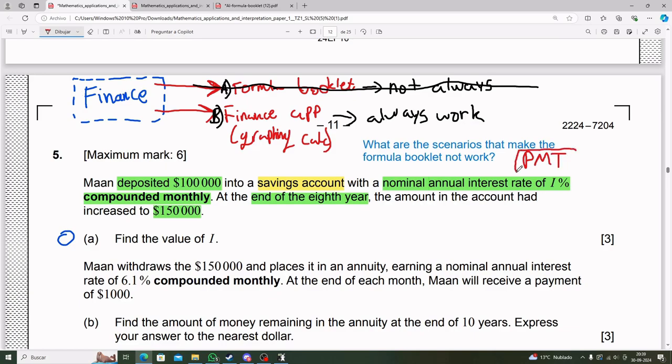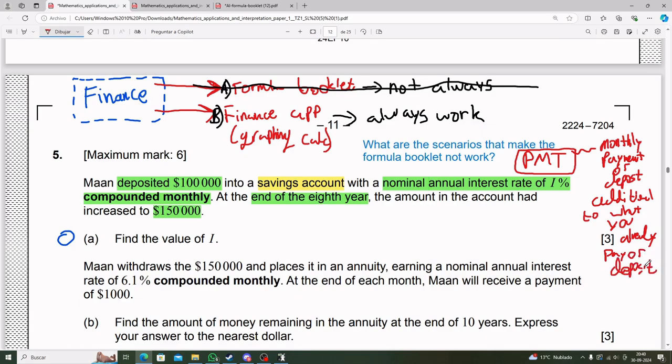And PMT, although I forget what it means, is basically going to be any sort of monthly payment or deposit. And the main thing that's very important to understand here is that it is additional to what you already pay or deposit.